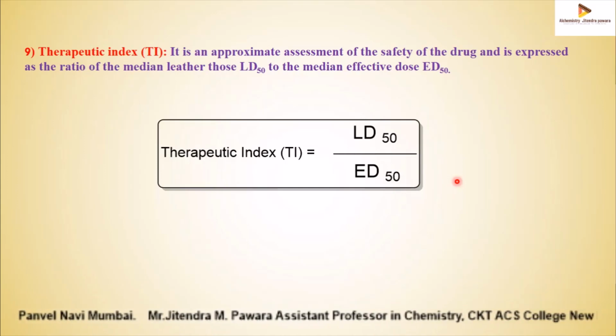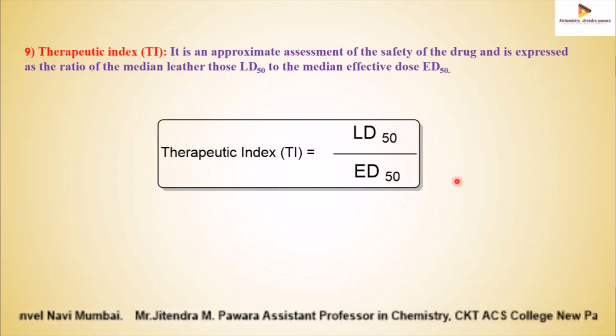So the larger the therapeutic index, the safer the drug. I am saying, the larger the therapeutic index, the safer the drug. For a safe therapeutic application, the therapeutic index must be more than 1. For example, penicillin has a very high therapeutic index. The therapeutic index gives only a rough idea about the safety of the drug.